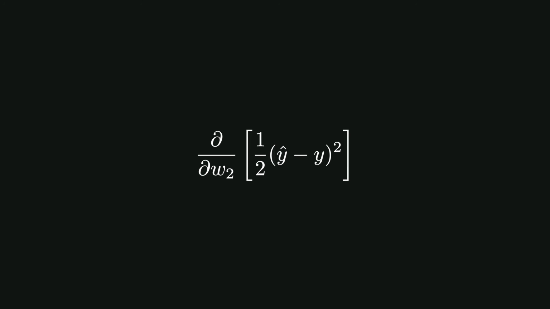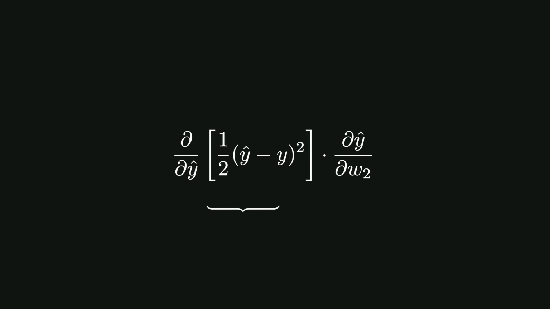To do this, we will expand the loss function. Now, the issue is that we cannot directly differentiate the loss with respect to W2 because W2 does not appear directly in the loss. Instead, loss depends on y hat, which is the predicted output. So, this is exactly where the chain rule comes in. We first differentiate the loss with respect to y hat and then differentiate y hat with respect to W2.